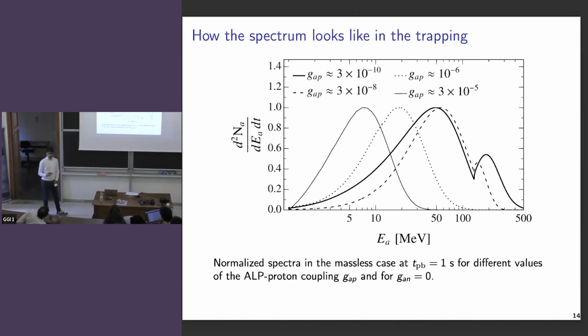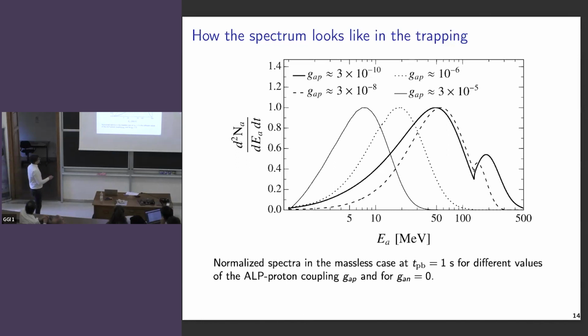So let's see how the production spectrum changes if one increases the axion-proton coupling. We have seen that in the free streaming regime, as represented here by the solid thick line, we have a bimodal shape with two peaks, while in the trapping regime, for instance here for couplings of the order of 10⁻⁵, as represented by this thin solid line, we have a quasi-thermal spectrum at much lower energies. Why does it happen?